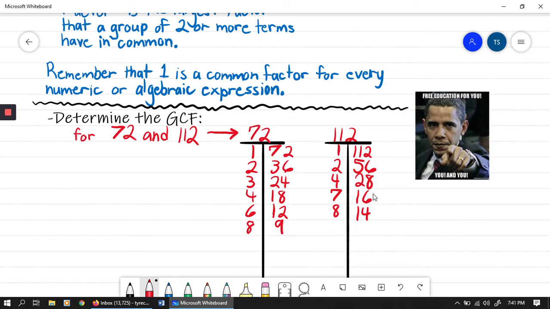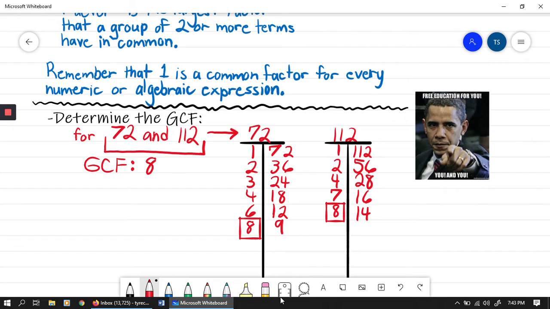Out of these factors that they have in common, the 1, the 2, the 4, and the 8, let me make sure there's no more. Nope, no more. Out of those common factors, which one is the greatest common factor? The greatest common factor between those two numbers is 8. So again, the GCF there was 8.